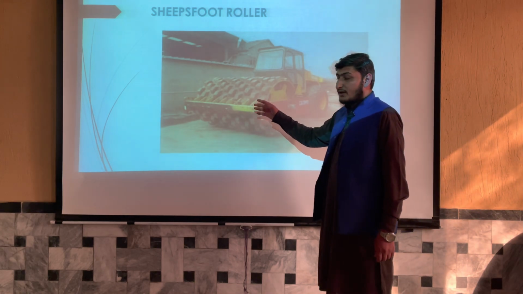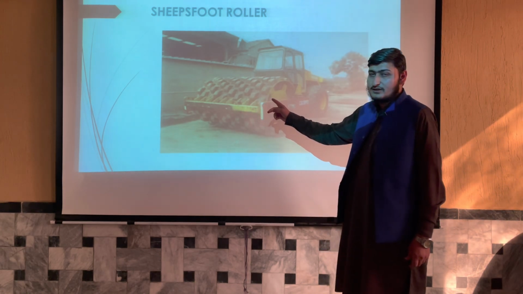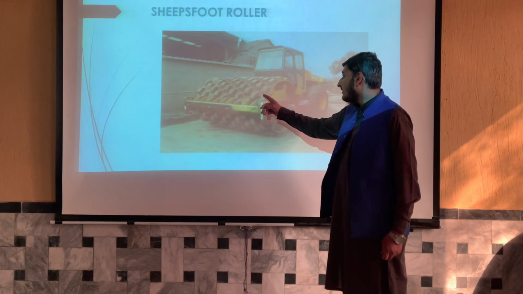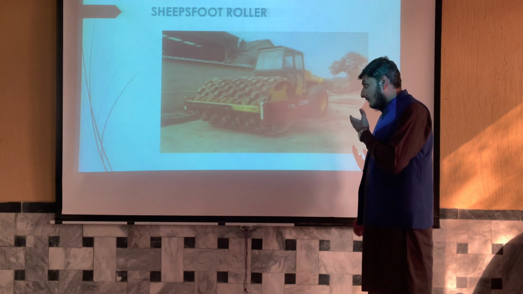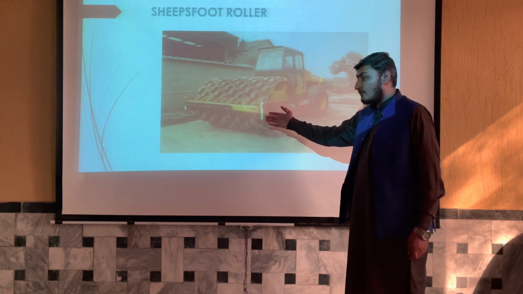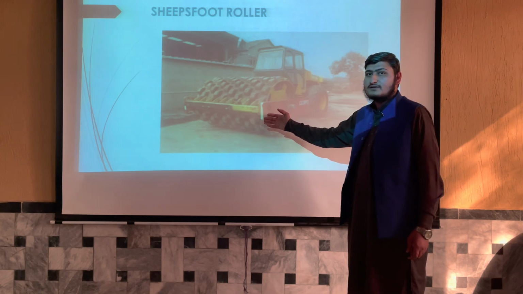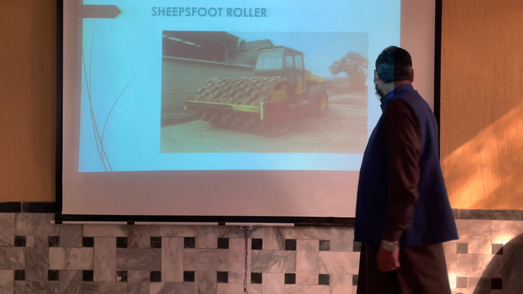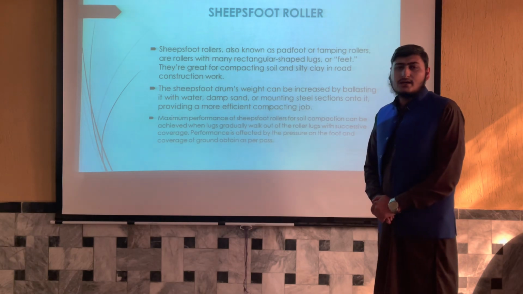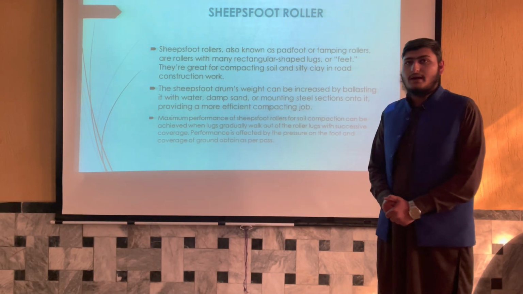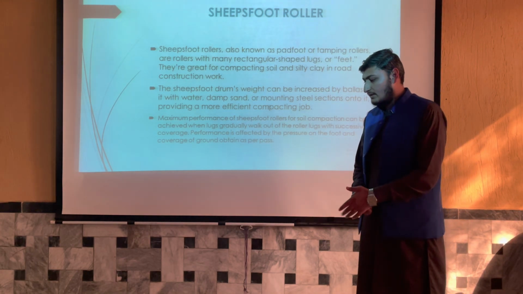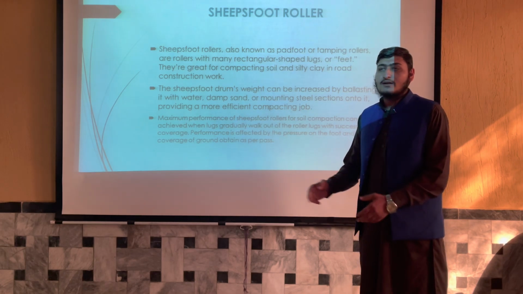The size, shape, and arrangement of these projections, the lugs, are designed by the company. The weight of the roller can be increased by putting extra material like ballast or sand in the drum. They are used for silt and clay material, and when the water content in the soil is very large, then we use these rollers.